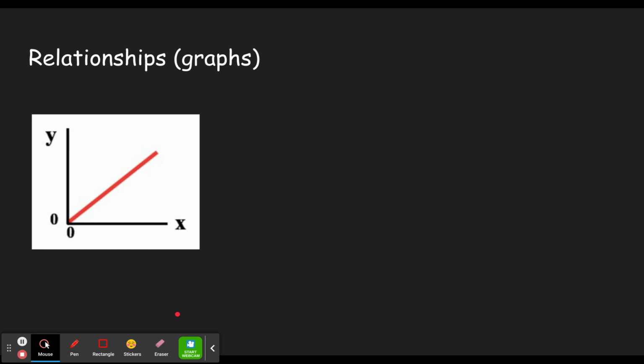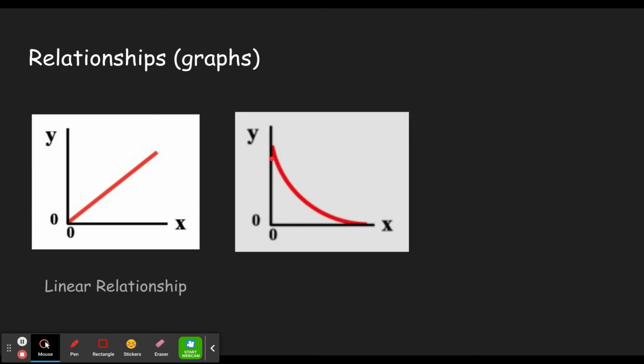If the graph looks like this, that means if x is getting twice as big, y is getting twice as big. That would be a linear relationship. Hey, a linear looks like a line. Perfect. Next kind of graph. If we start at this point and we make x get twice as big, well, y just got cut in half. It was up here, it's down here now. So that's an inverse relationship. The shape of that graph is a hyperbola.